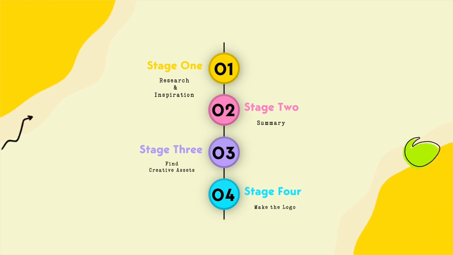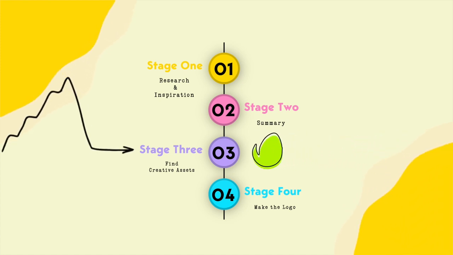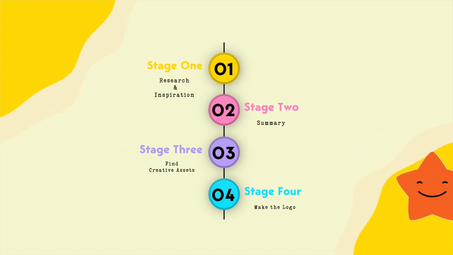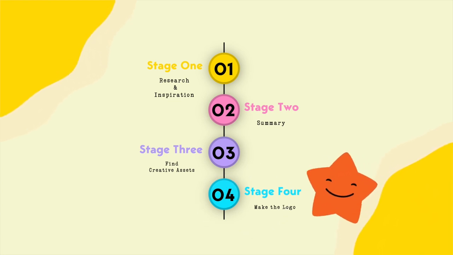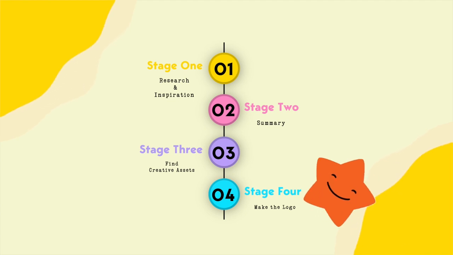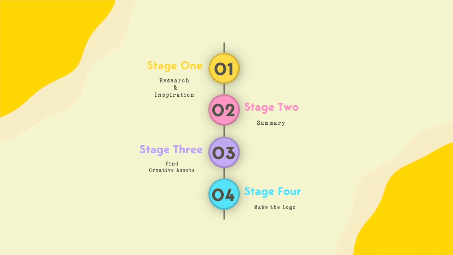Stage 3, go to Envato Elements and look for my assets. Here we go. The final stage is to make the actual logo. Trust me, this is actually the easiest step overall. Think I'm kidding? Keep watching.